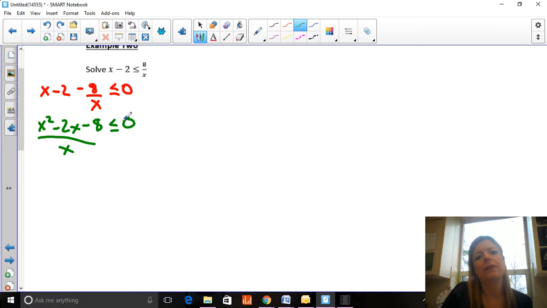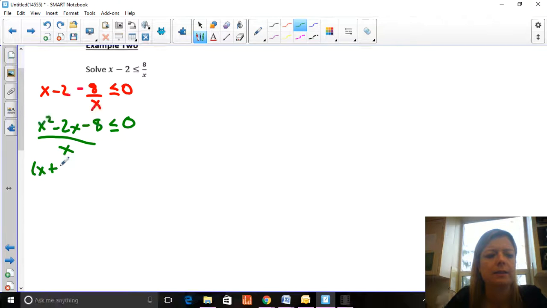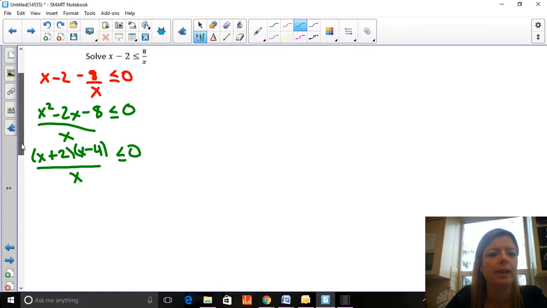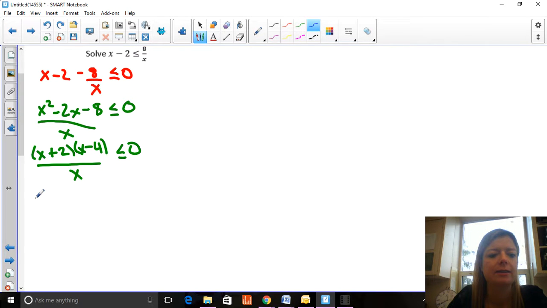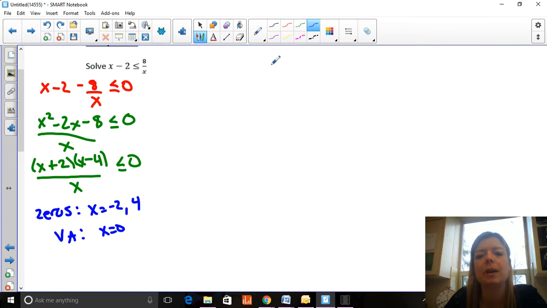Now it's beneficial to factor the numerator if possible, because then we can see the zeros of this function quite easily. So in this case, that would be (x plus 2)(x minus 4) all over x is less than or equal to 0. Now I can identify that my zeros are x equals -2 and x equals 4, and I have a vertical asymptote at x equals 0. So now I'm going to set up my chart so that I can determine where this function is negative and where this function is positive.